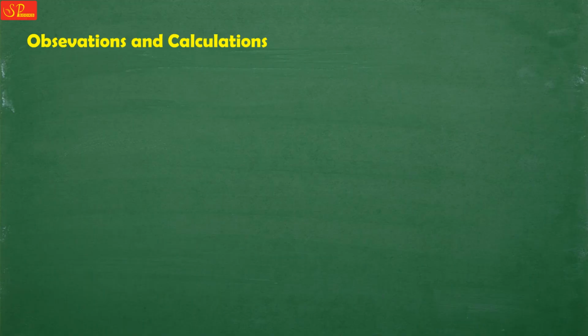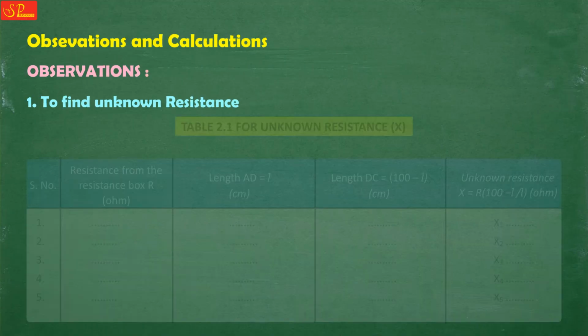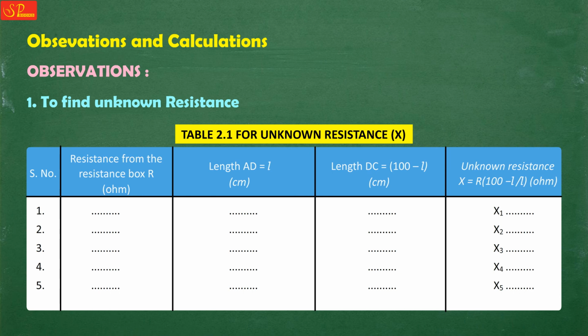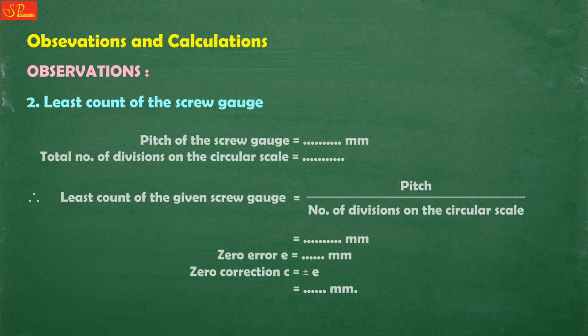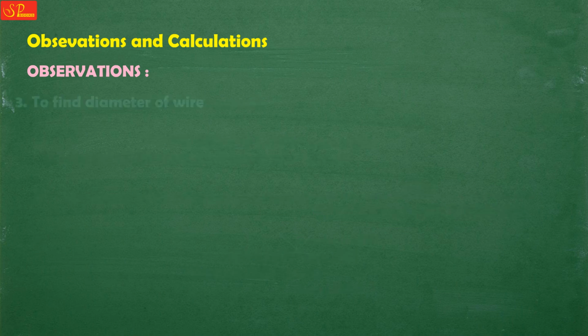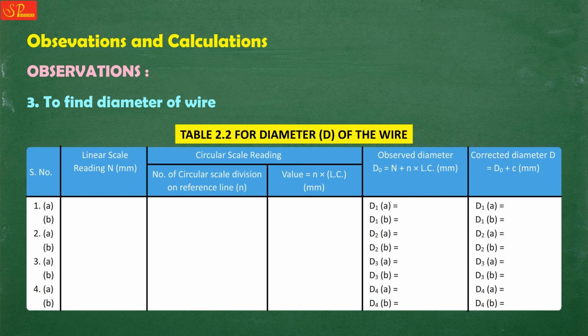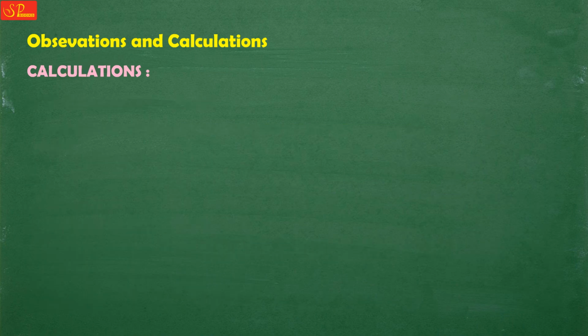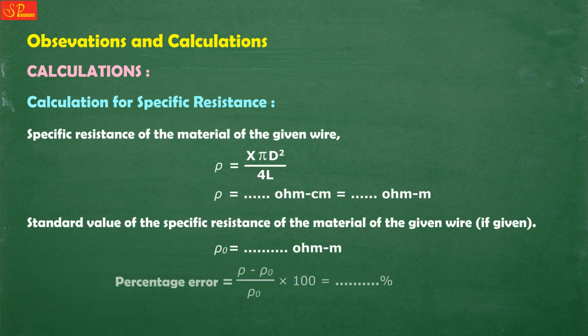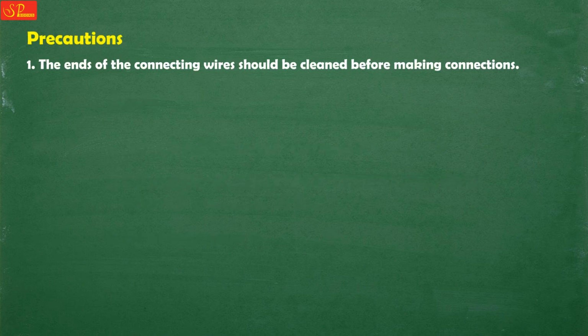Observations and calculations. Record all the observations in the following table and calculate the values. Calculations. Calculation for specific resistance. Result. Precautions. The ends of the connecting wires should be cleaned before making connections.